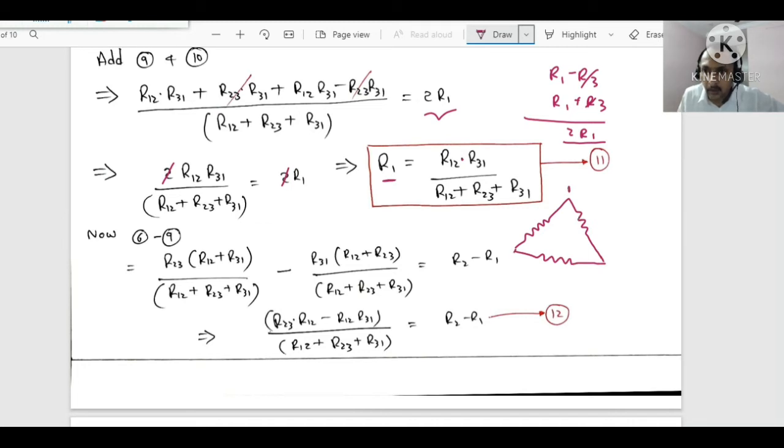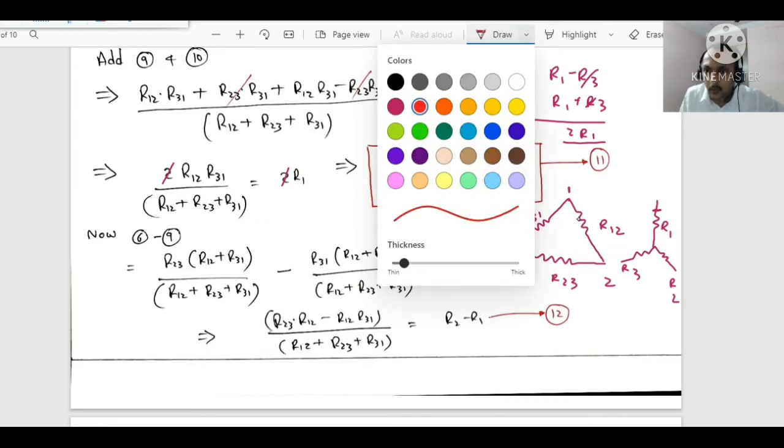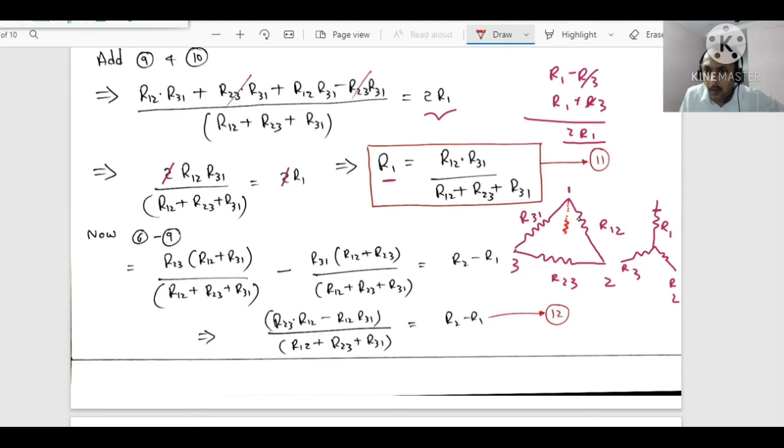So this is between 1, 2, 3 and this is R12, R23, R31. Now this is R1, this is R2 and this is R3. Now this value which is in here, what we will get emerges from here. This is R1 indirectly. This is R3. This is R2.